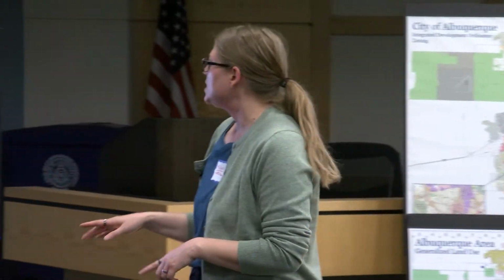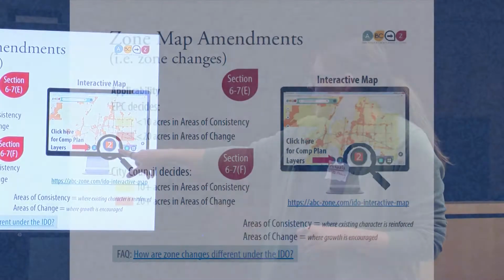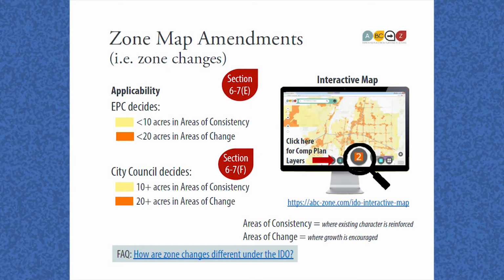that's already there. So you'll see on the map, again, you can go to the interactive map and click on button 2 because it's a map out of the comprehensive plan. You see a lot of yellow. You see a lot of area of consistency. The area of change that you see are mostly the centers and corridors, the places where we're encouraging growth and development by policy. So in terms of zone changes, we've said that the Planning Commission can decide on a zone request that's under 10 acres in areas of consistency and under 20 acres in areas of change.